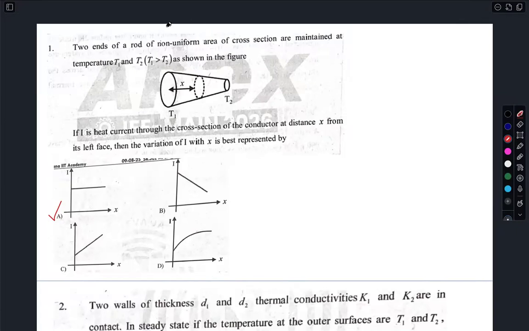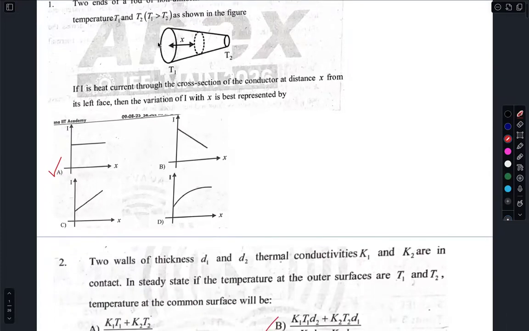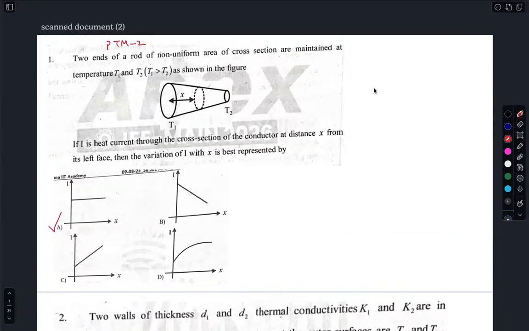Students, I am discussing PTM paper 2. Actually, this is a practice paper on transmission of heat, calorimetry, units and dimensions, error, something like that. An easy area, basically a good, scoreable area in mains.